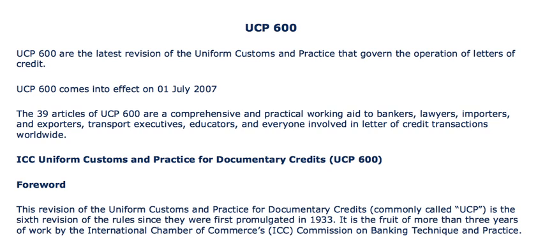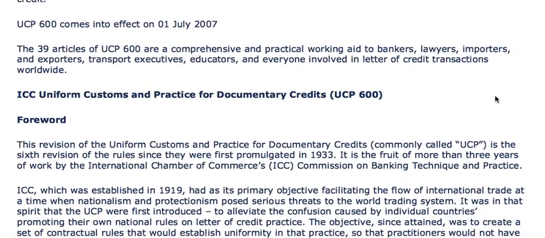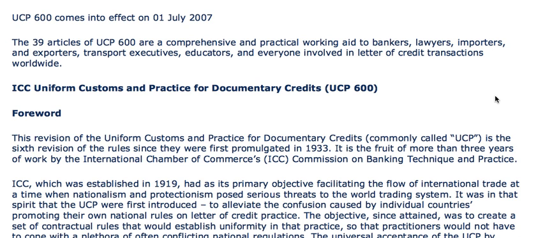And the latest revision version is UCP 600. UCP 600 means Uniform Customs and Practice 600. Earlier it was called UCPDC. It is the same Uniform Customs and Practice for Documentary Credits. Now it is written as UCP 600. And the International Chamber of Commerce is the main organization which works on it and frames the guidelines.